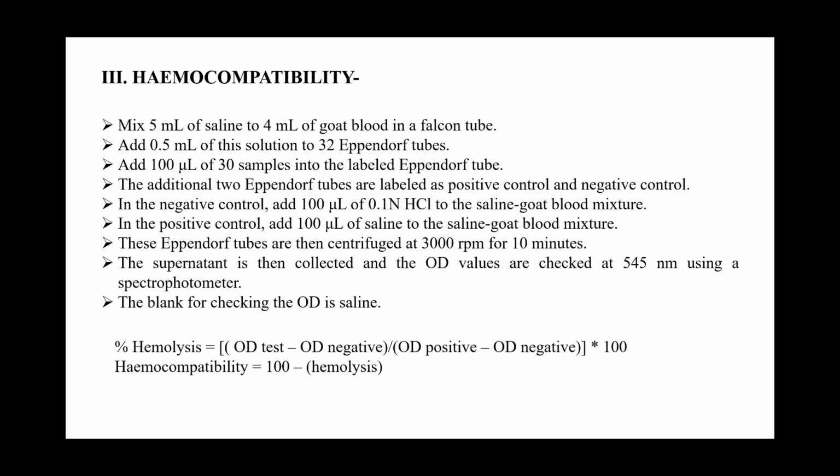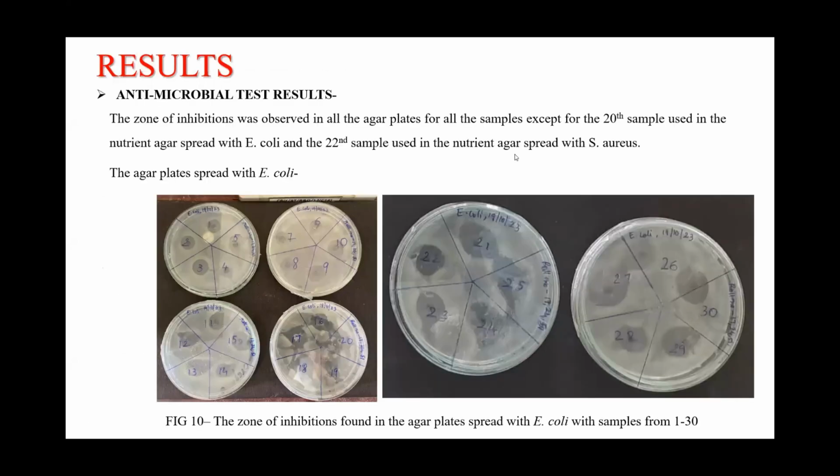These Eppendorf tubes were then centrifuged at 3000 RPM for 10 minutes. Then the supernatant is collected and the OD values are checked at 545 nanometers using the spectrophotometer. For the blank, we used saline, and this is the formula for checking hemolysis percentage.